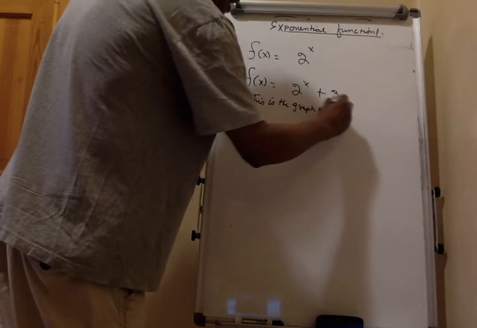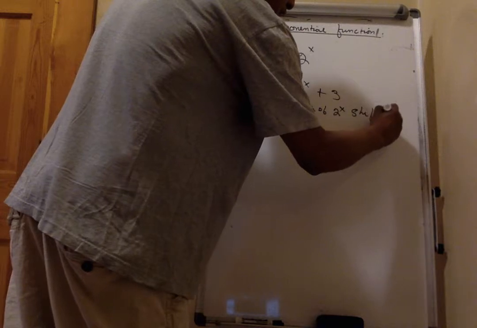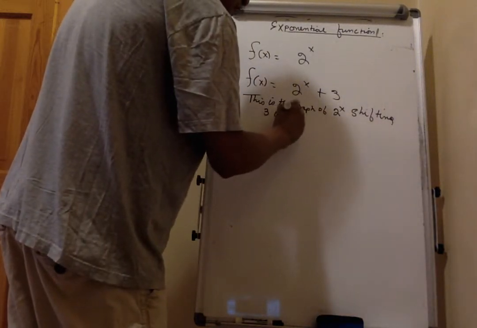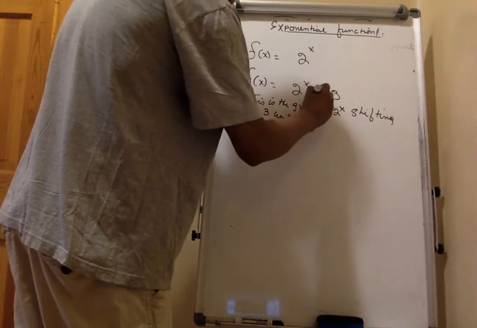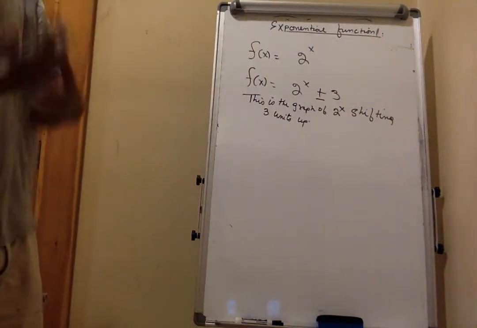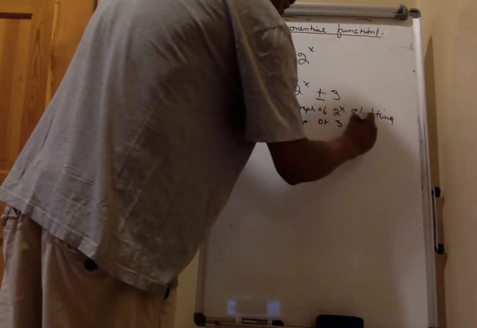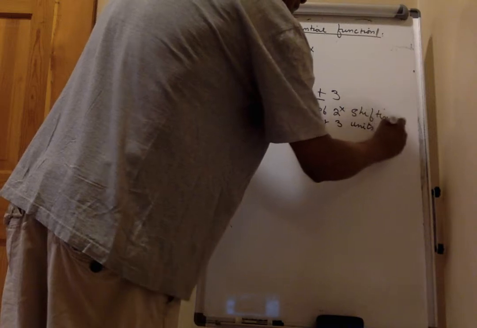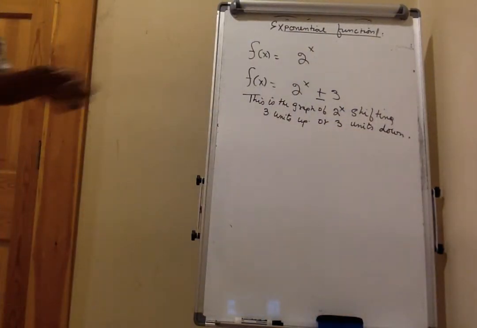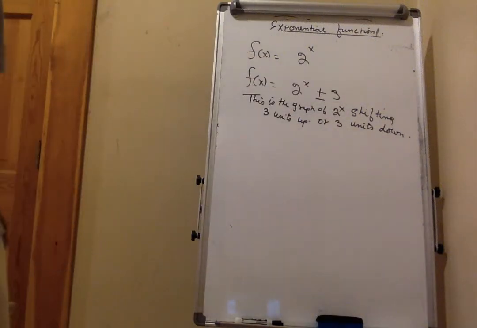So f of x equals 2 to the x plus 3 is the graph of 2 to the x shifting 3 units up. In fact, let me put another minus. If it is minus, then it is down, 3 units up or 3 units down. So the constant number all by itself shows a vertical movement.